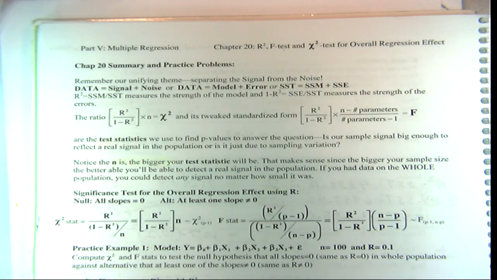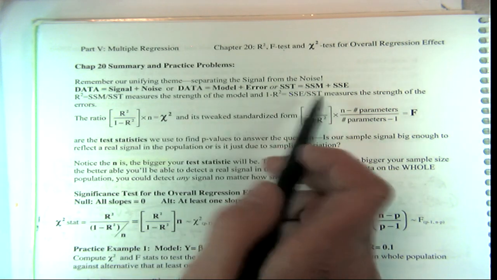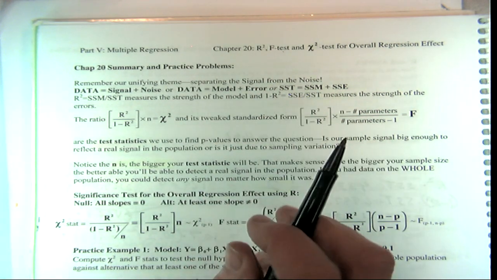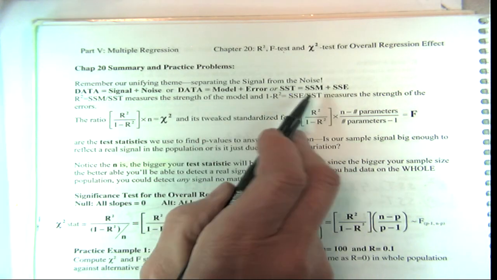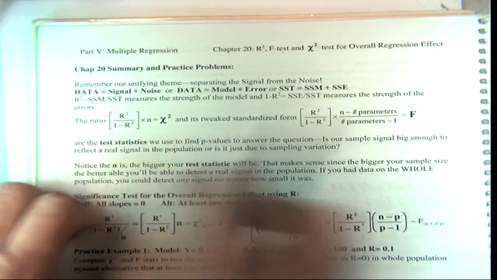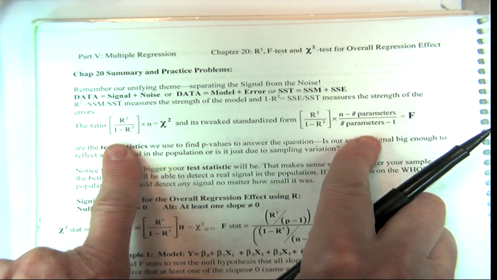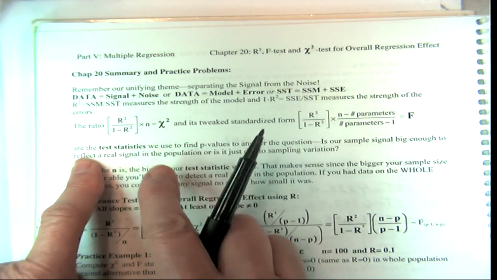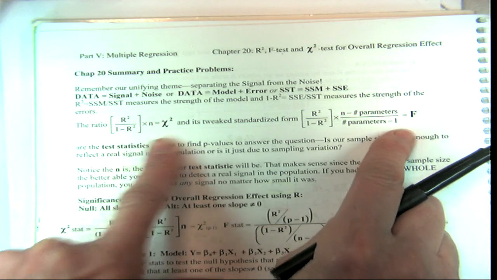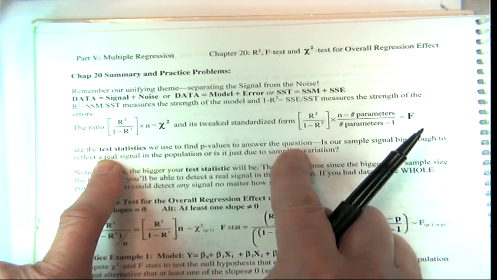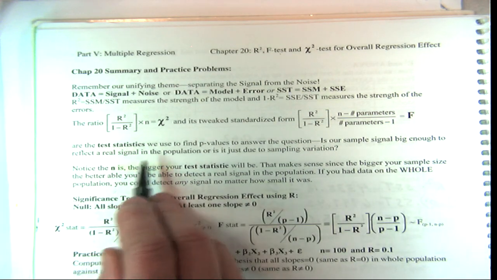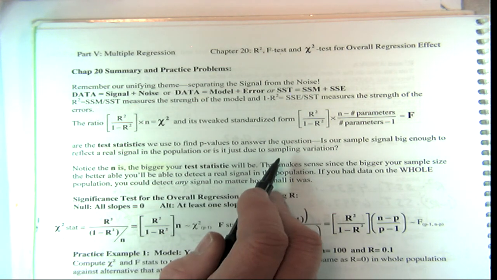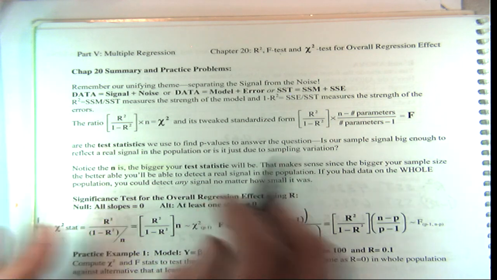So here's our unifying theme. It's separating the signal from the noise. That's what I'm trying to get, a unifying theme going here. We're just comparing the model to the error. And these are test statistics that we use to find p-values to answer the question: is our sample signal big enough to reflect a real signal in the population, or is it just due to sample variation? So that's what we're using.